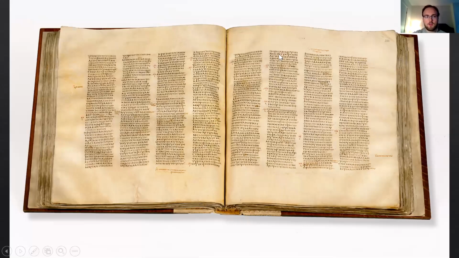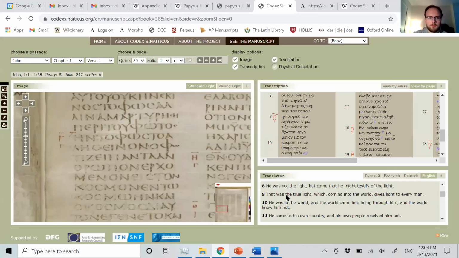And this is just a picture of Codex Sinaiticus. It's a really big book, and it has almost the entire Greek Bible. And if you're at all interested in ancient Greek linguistics, historical linguistics, or biblical studies, this is a very cool website to go on, codexsinaiticus.org, where you can see images of Codex Sinaiticus. You can see some transcription of the codex, and you can even see translation of it. And I bring this up right here just to show you where in the text you can find it.